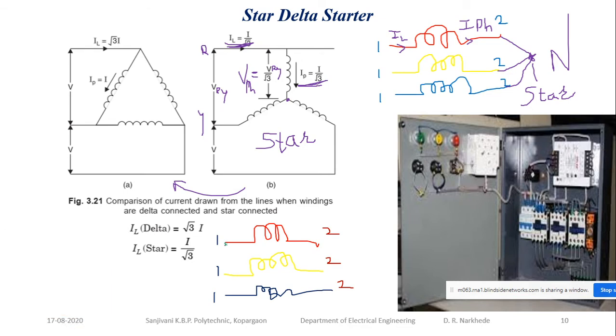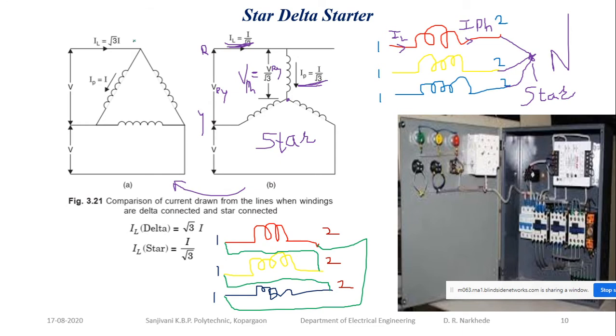So in delta, what we are going to do is connect the starting terminal of the first winding to the finishing terminal of the second winding. Is it clear? The starting terminal of your Y phase is connected to the finishing terminal of your B phase, and the starting terminal of the B phase is connected to the finishing terminal of your R phase. So this is called a delta connection.